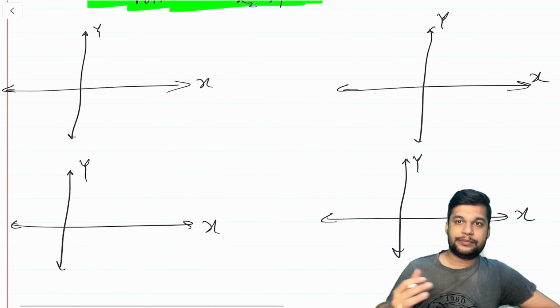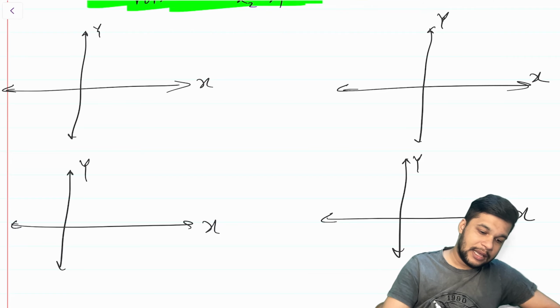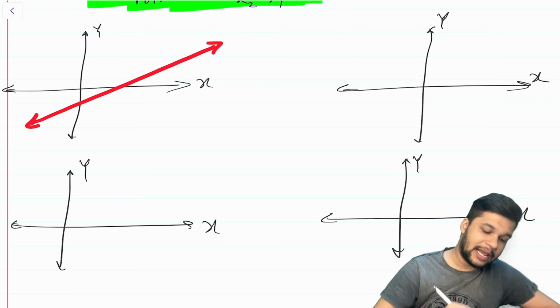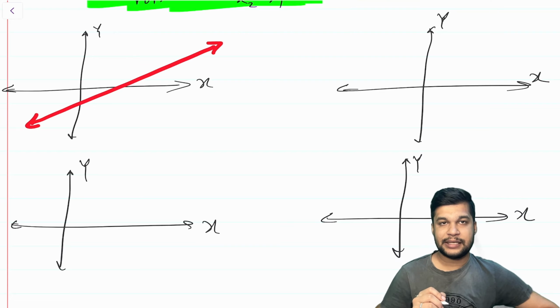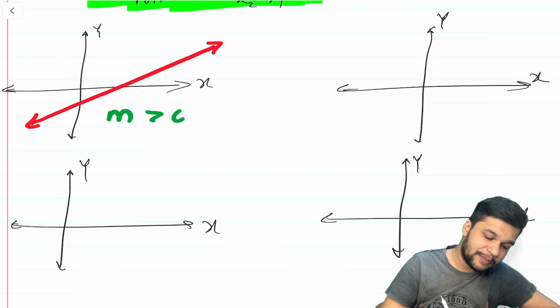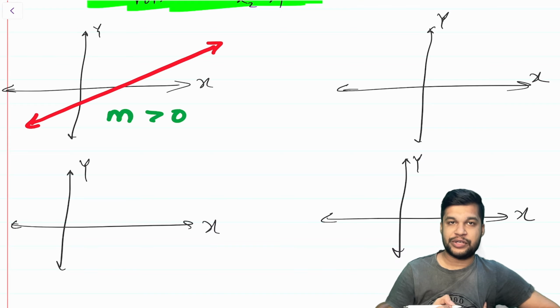I hope you can see it properly. Now let's say the line is something like this. In this case, the slope of the line is positive.